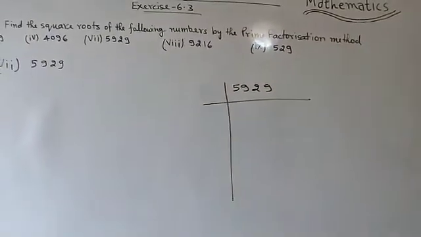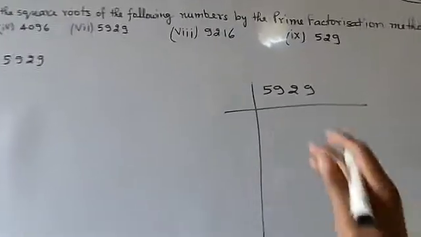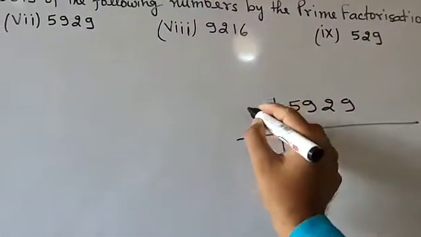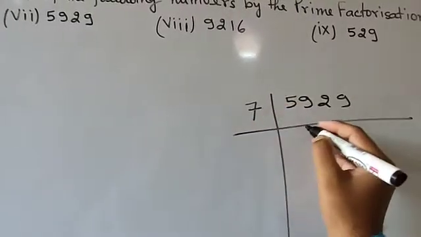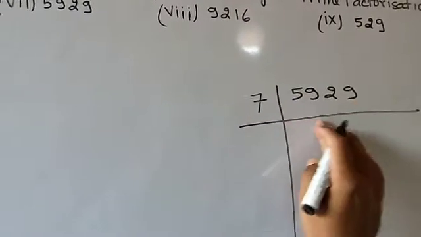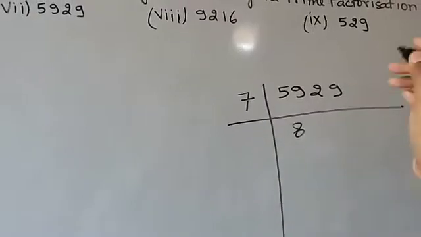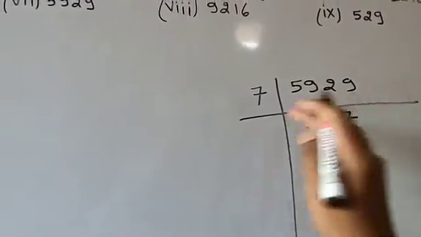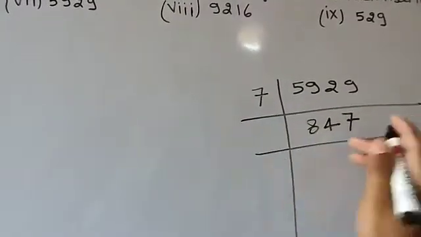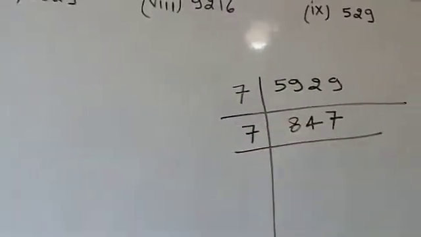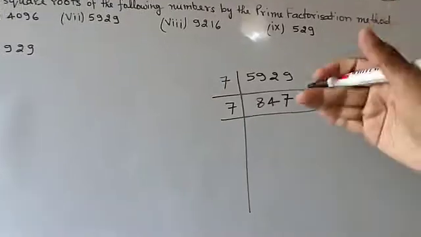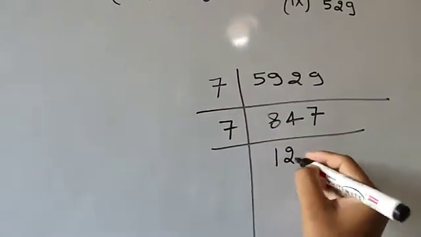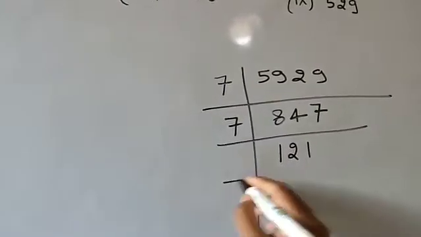After 5, the next prime number is 7. So you need to check for 7. I think this number is divisible by 7, so I am going to divide it by 7. 7 times 7 is 49, 7 times 8 is 56, 8 and 3. Then 7 times 4 is 28, then 4 and 7. 7 times 7 is 49. So that number is divisible by 7. Again it is divisible by 7, and you can check how it is divisible by 7. Then 7 times 1 is 7, 7 times 2 is 14, 7 times 1 is 7.